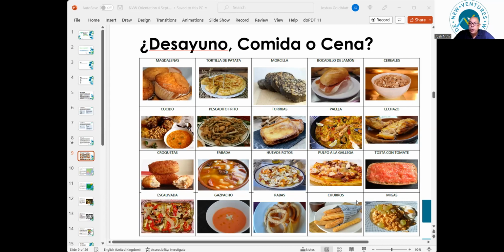Just one last thing, churros. Churros. When would you have churros? Desayuno, comida, o cena?